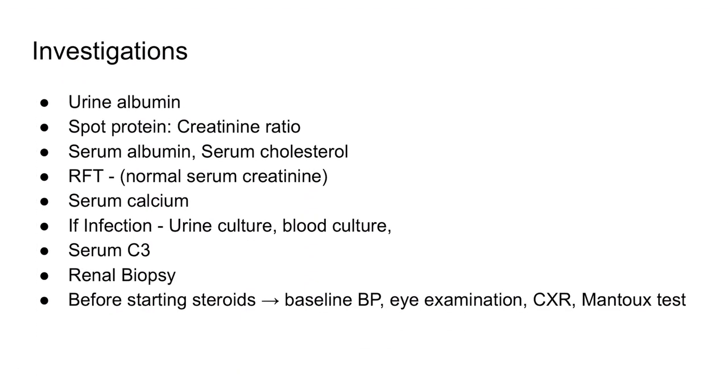Investigations. Urine albumin, spot protein to creatinine ratio, serum albumin level, serum cholesterol, RFT. Usually normal serum creatinine levels are seen. Serum calcium levels. If infection is there, urine culture and blood culture is also done. Serum C3 levels, renal biopsy, and before starting steroids, baseline BP, eye examination, chest x-ray, and Mantoux test is done.